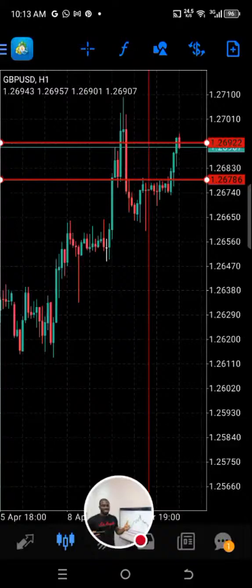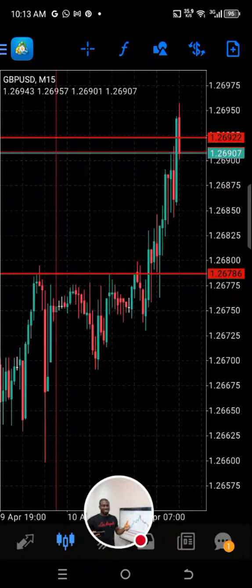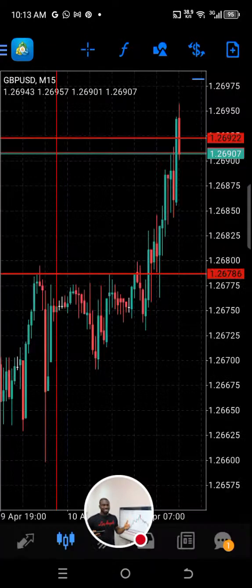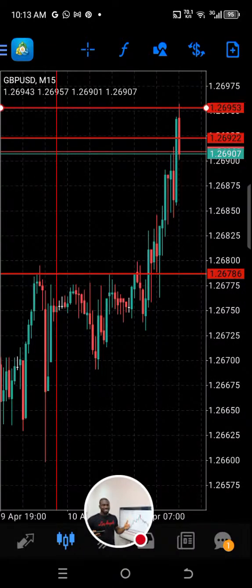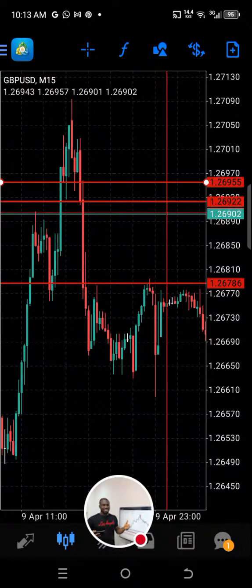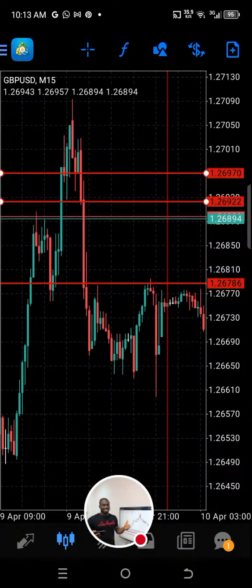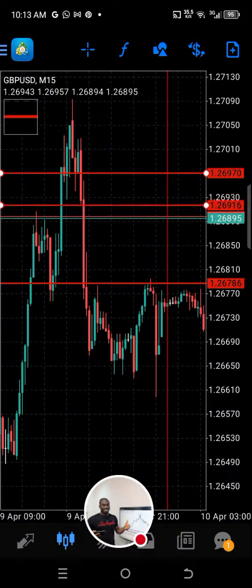So let's wait for price to break the low of that 15 minutes fair value gap. Wait for price to break below the low of the fair value gap on 15 minutes. Wait for price to close below it before you sell. I hope that is clear. So let's move to the next pair.